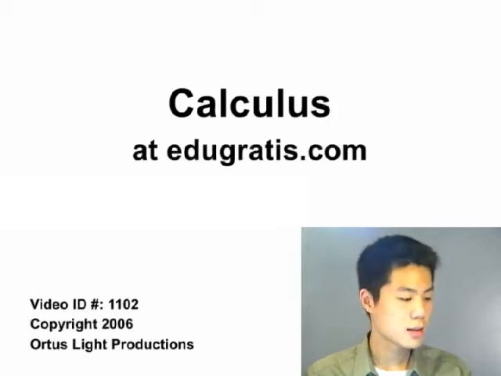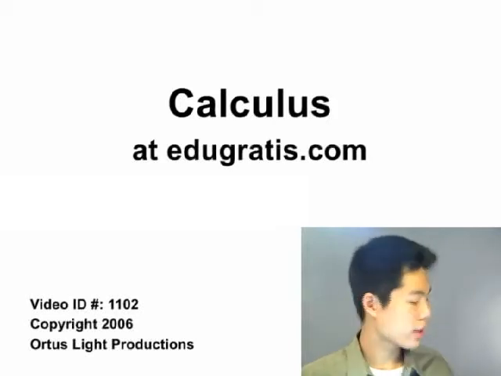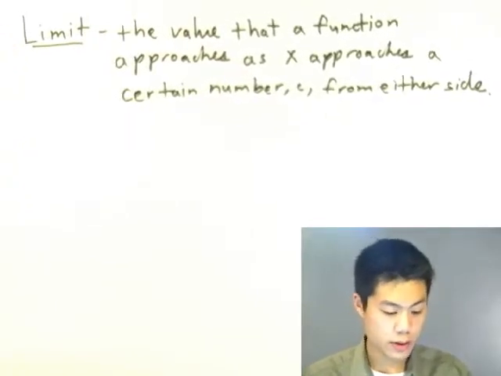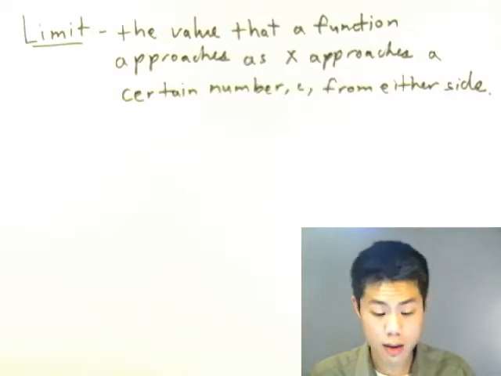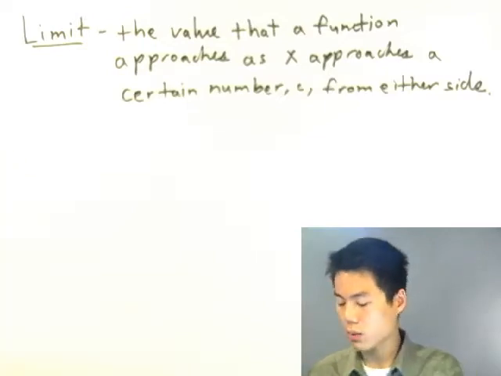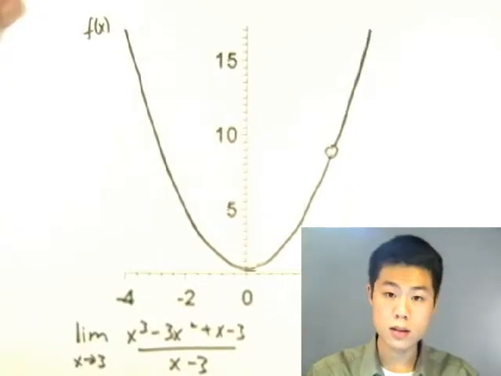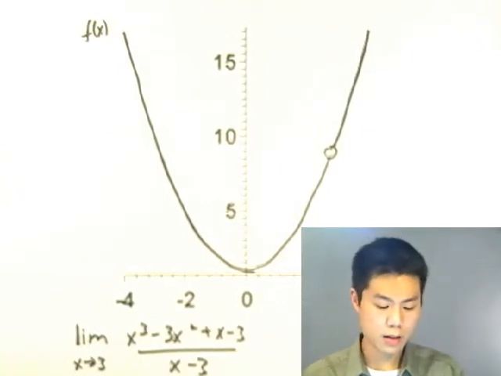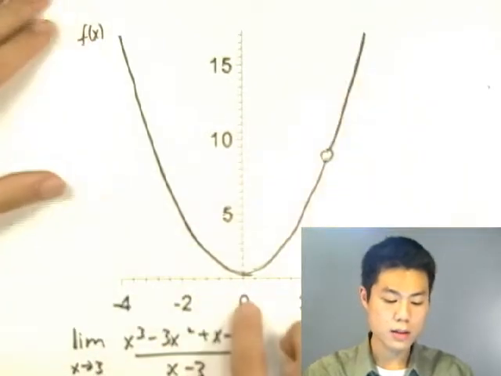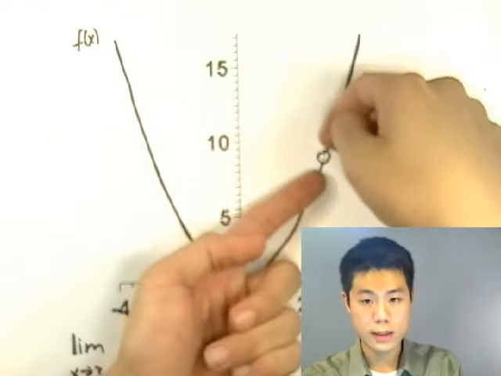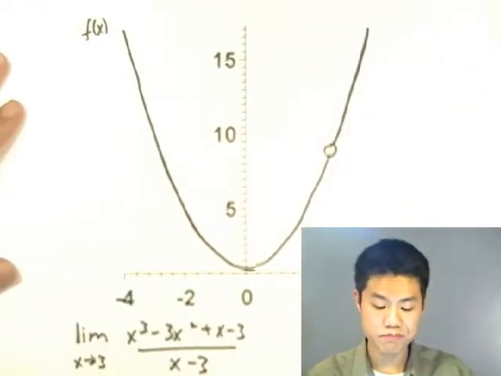Hi, and welcome back. So let's continue with our journey on limits. We saw in the previous lesson that a limit is a value that a function approaches as x approaches a certain number c from either side. An example that we used was this. We saw that as x approaches 3, f of x approaches 10.